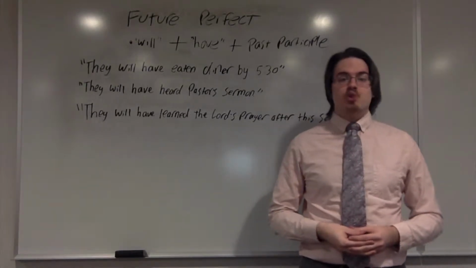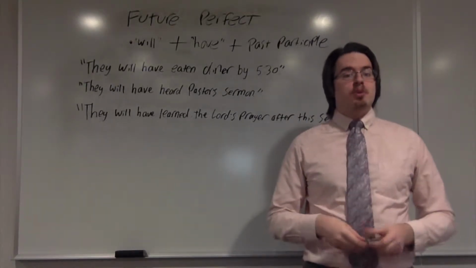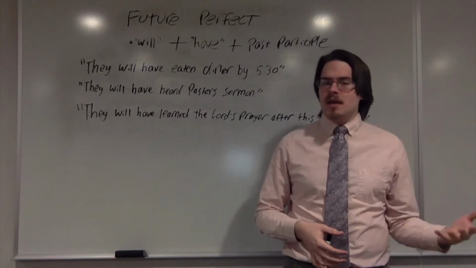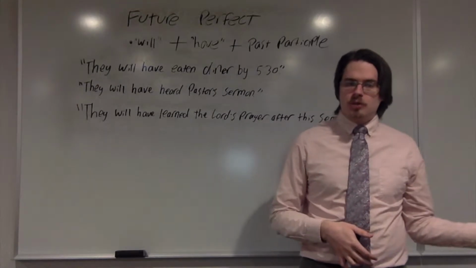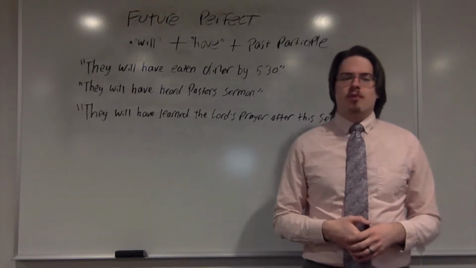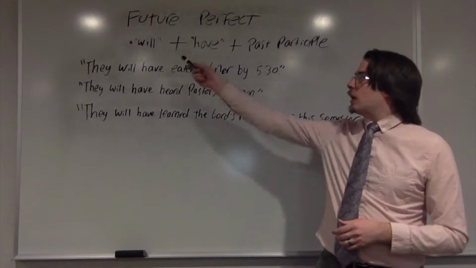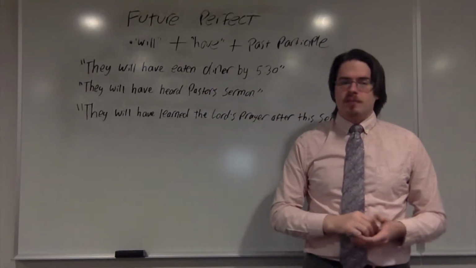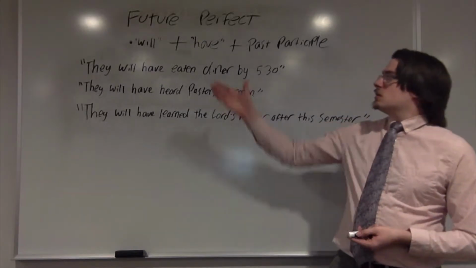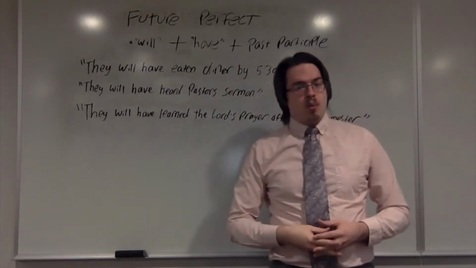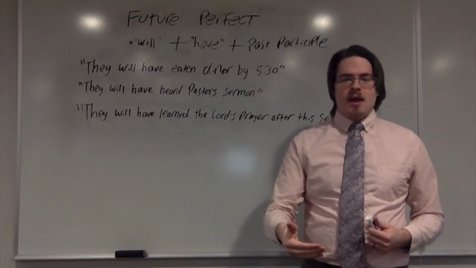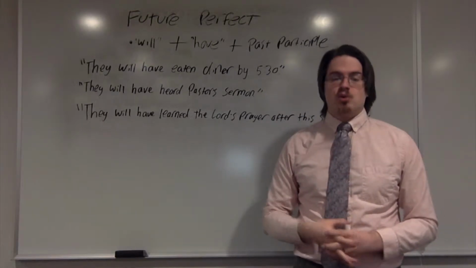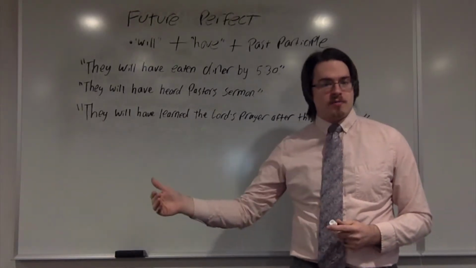Next, we have the future perfect tense. The future perfect tense indicates an action will have taken place or a state of being will exist sometime in the future. The future perfect tense is formed by using the auxiliary verbs will and have plus the past participle form of the verb. As we can see, the auxiliary verb will indicates the time frame and also makes it easy to identify we're dealing with a future perfect tense as opposed to a present perfect or a past perfect.